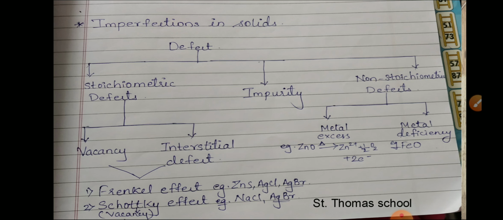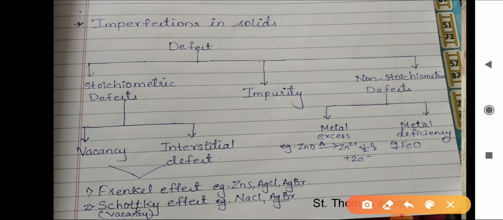Before I start with imperfections in solids, you know that in nature, no one is perfect, right? If we talk about solids or crystals or even humans, no one is perfect. So now we will discuss what imperfection in solids is. These imperfections in solids, solid defects, are divided into three parts. You can see here: stoichiometric defects, impurity defect, and non-stoichiometric defects.